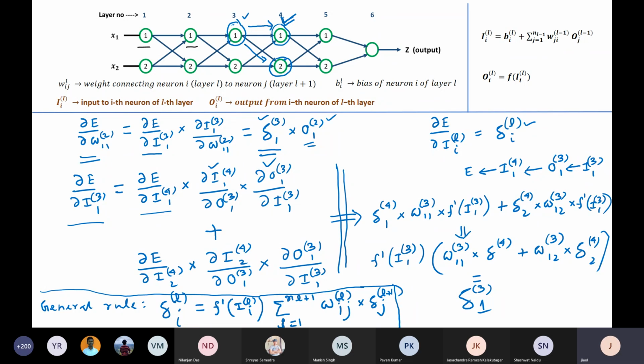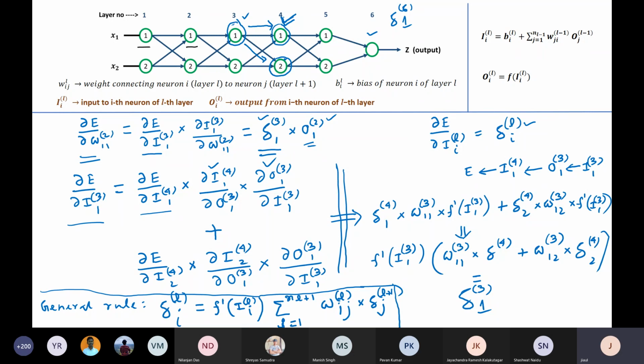Now, what is the reason that I want to do that? When you're computing, you can actually compute first the delta for this particular node. What is the delta? It will be delta 6 1, right?